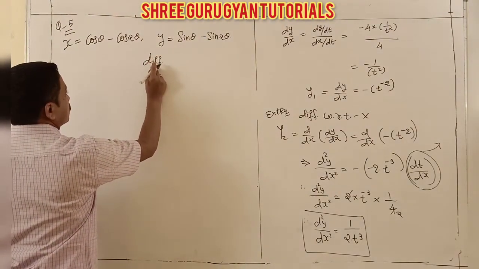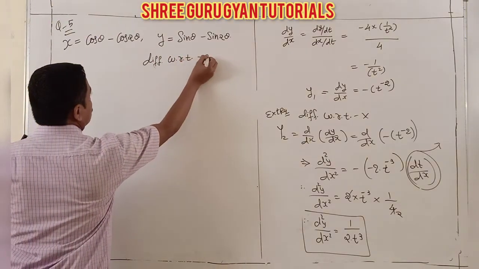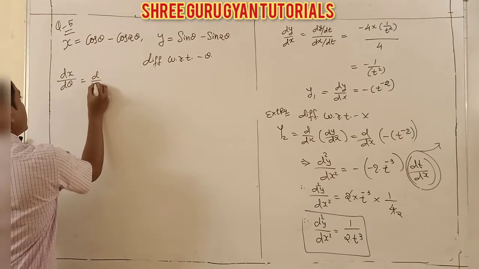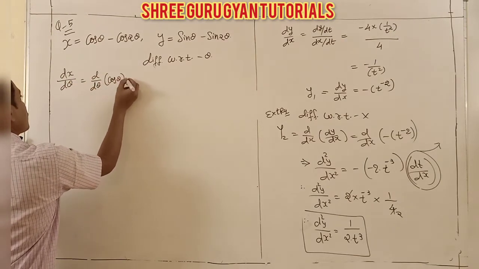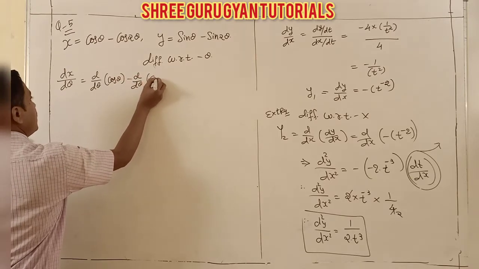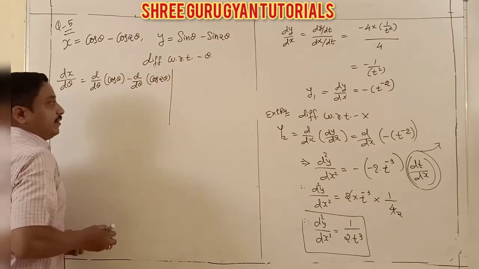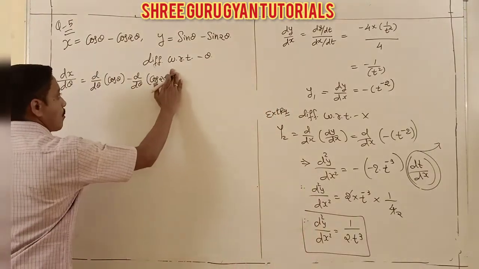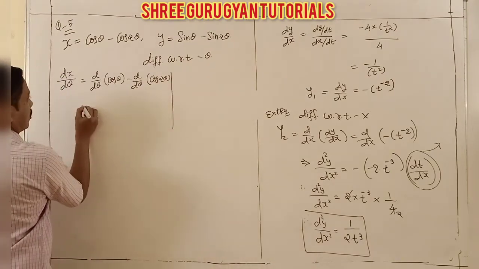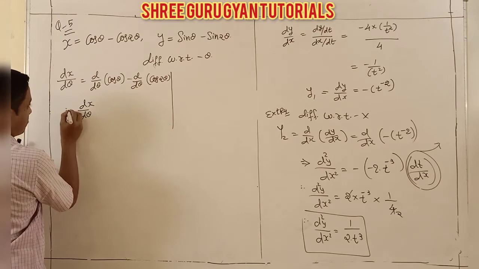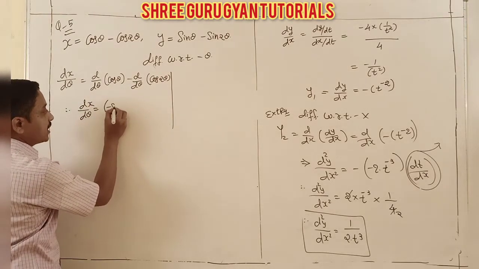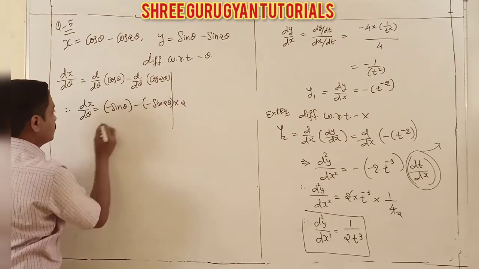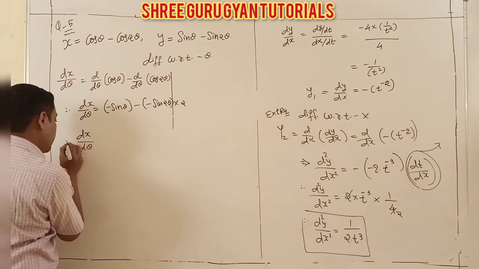Differentiation with respect to theta. So dx by d theta is d by d theta of cos theta minus d by d theta of cos 2 theta. Only the derivative with respect to theta is taken. So what is dx by d theta? The derivative of cos is minus sin theta, and here minus sin 2 theta into 2. Yes, no more calculation, only rearrange.